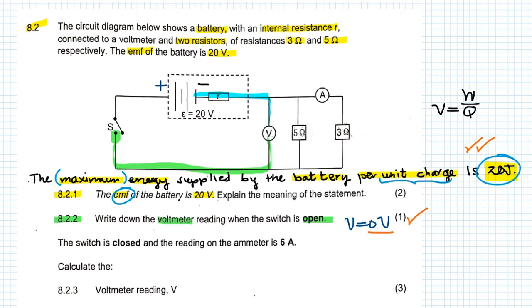Now the question says, the switch is closed and the reading on the ammeter is 6 amperes. So let's close the switch and let's go and record next to the ammeter on the diagram that the reading is 6 amperes. Remember that we said that this ammeter is connected in series with the 3 ohm resistor. The same current flows through the ammeter and the 3 ohm resistor. Okay, this is important information. The ammeter is not measuring the total current.